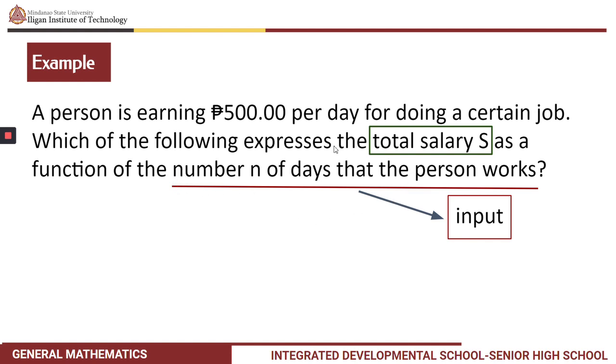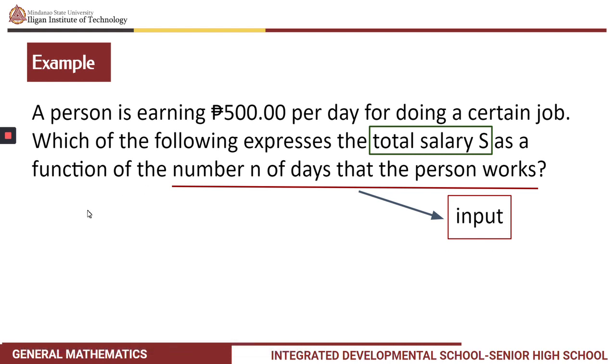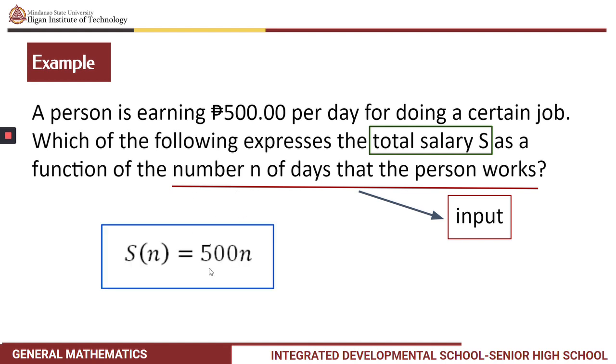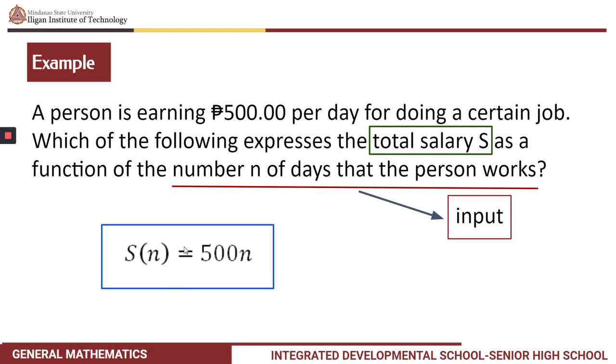So you already have your input and your output. The next thing that you need to do is to observe the situation. What is the rule here? The rule here is that a person is earning 500 pesos per day. So that is why your representation now will be S(n) = 500n, or 500 times n, in which n is the number of days that the person worked, and S(n) is the total salary that the person will be getting.